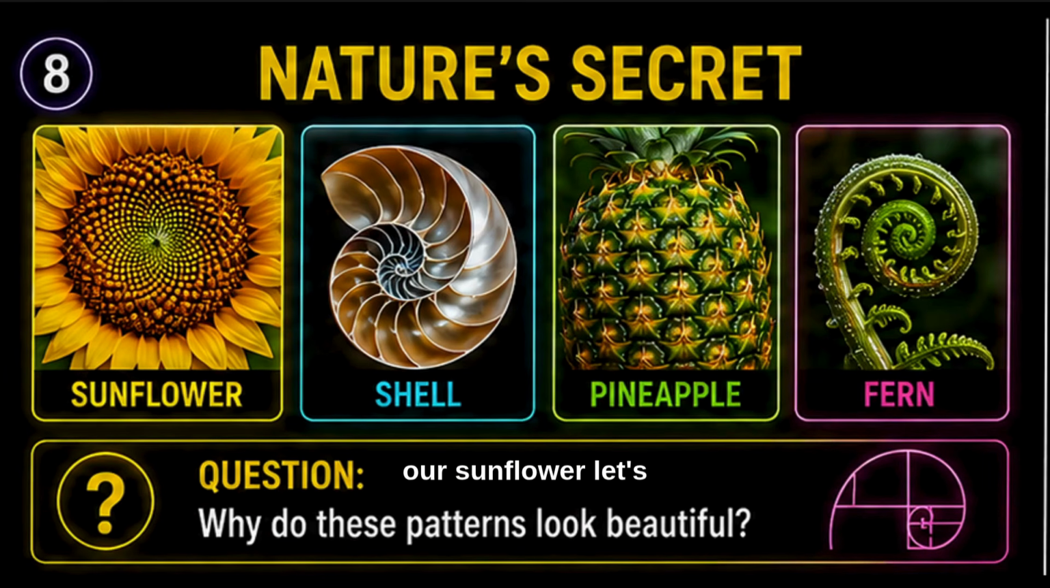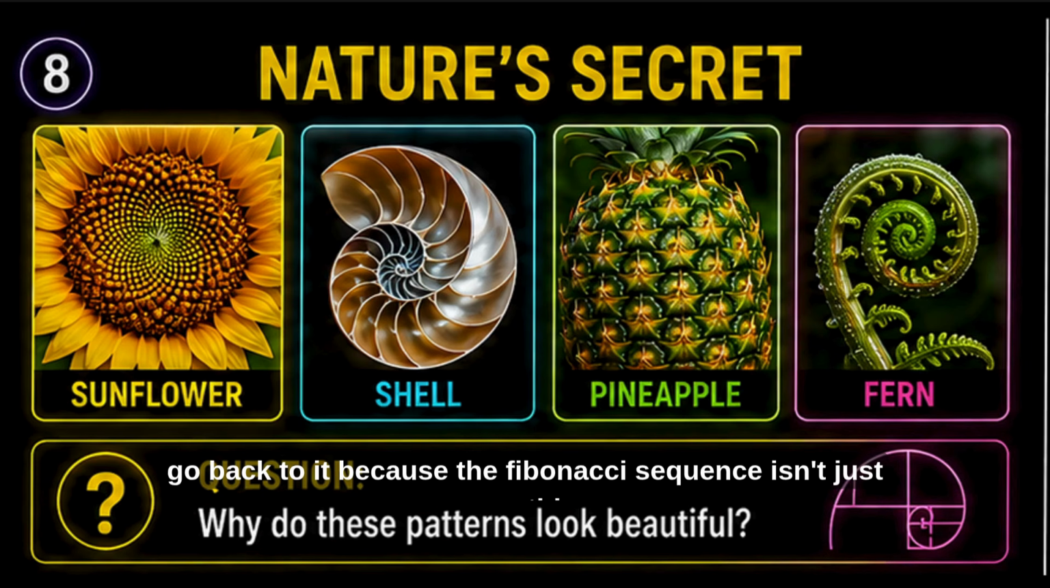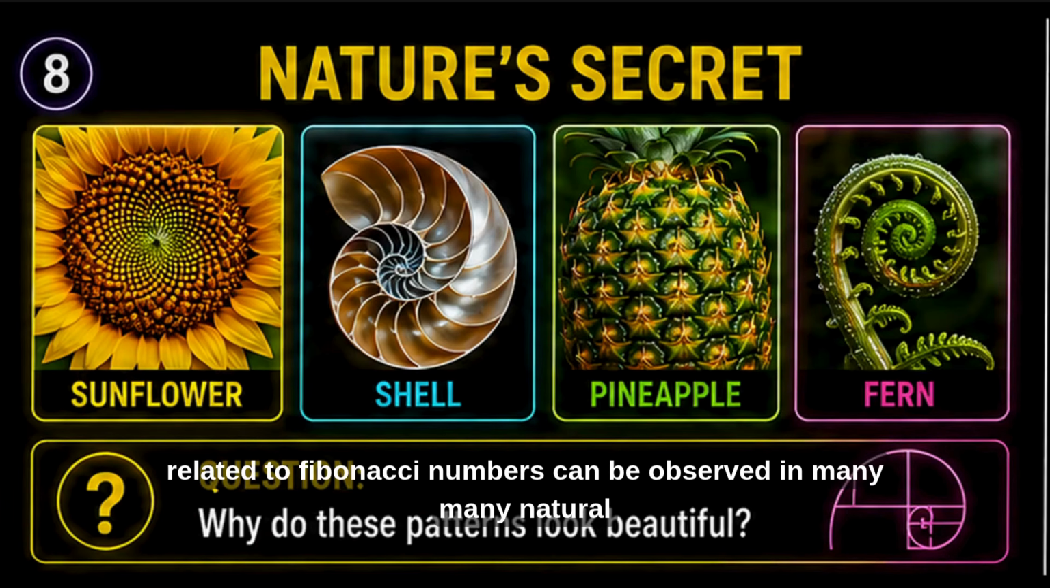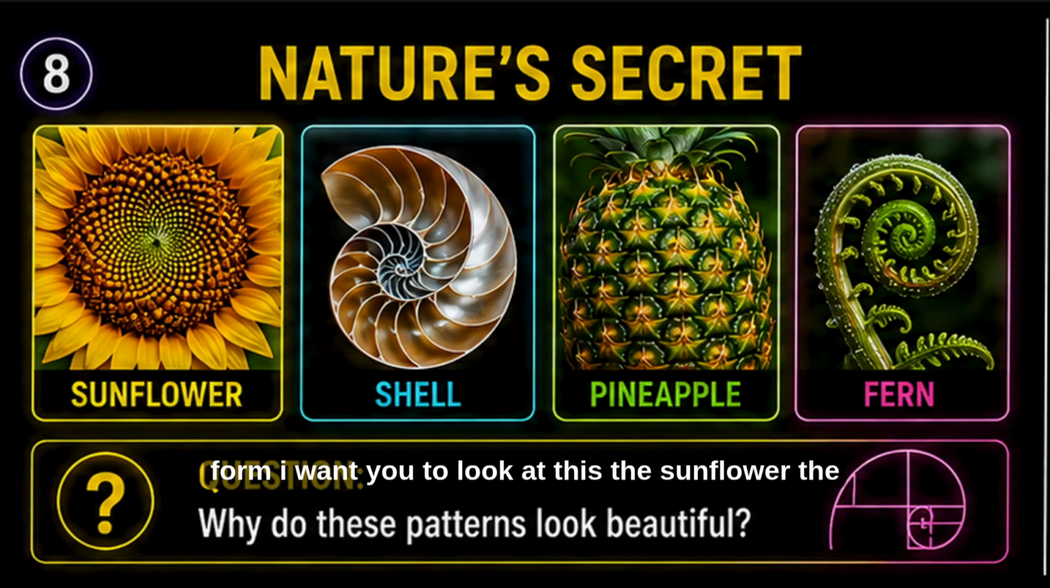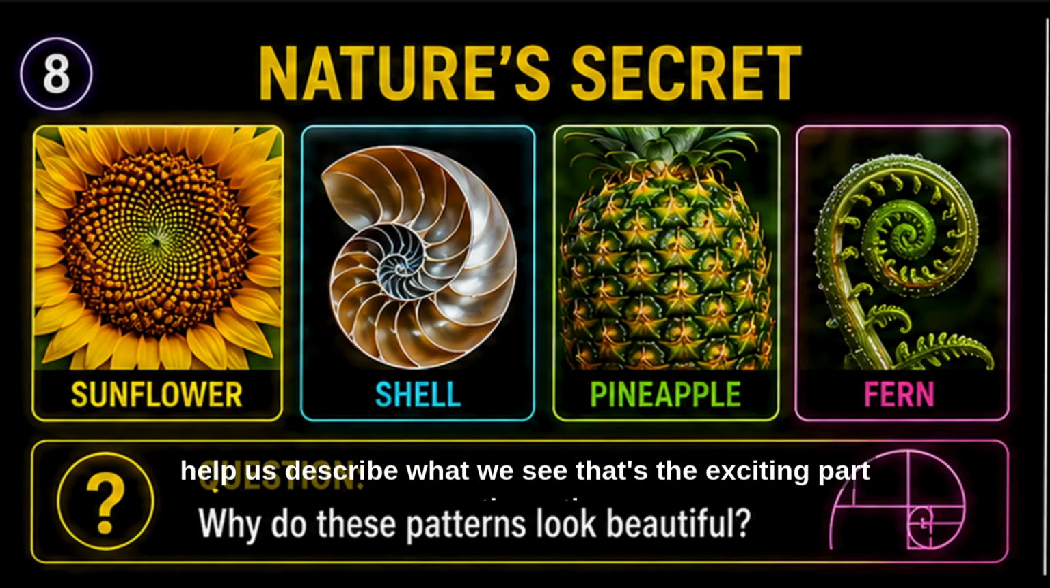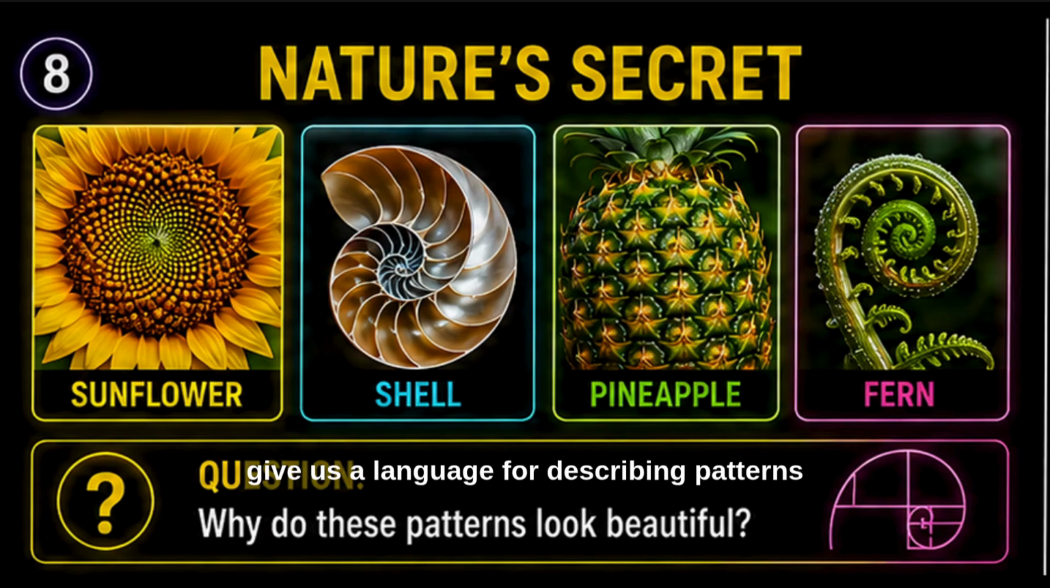So remember our sunflower. Let's go back to it, because the Fibonacci sequence isn't just something we write on paper. Patterns related to Fibonacci numbers can be observed in many natural forms. I want you to look at this: the sunflower, the shell, the pineapple, the fern. And notice, we're not saying that every spiral in nature is literally a Fibonacci sequence. What we're doing is looking for mathematical patterns and relationships that help us describe what we see. That's the exciting part. Mathematics gives us a language for describing patterns in nature.